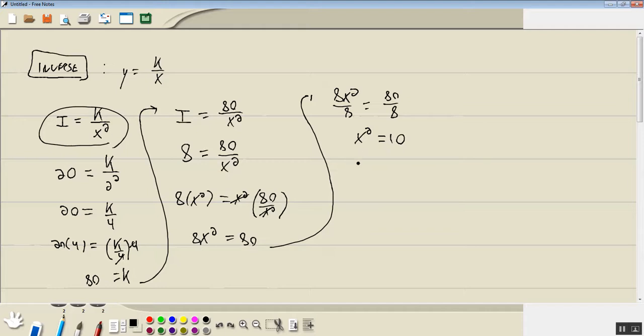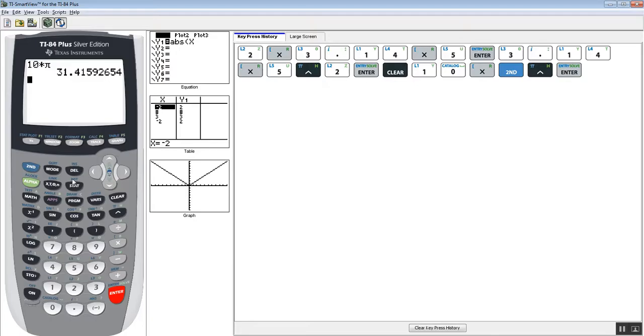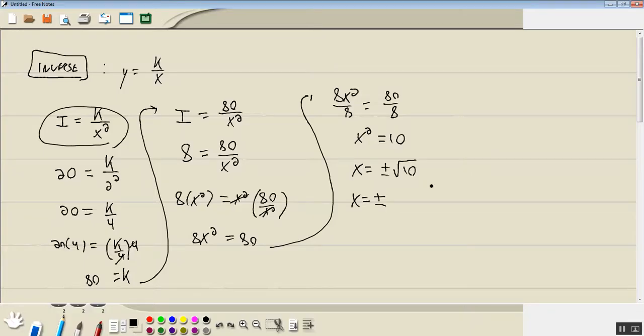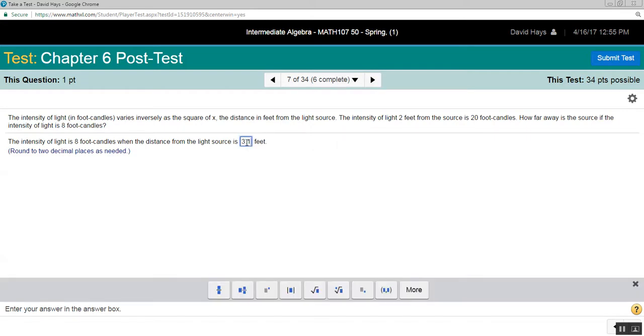Now this is a square root property. You have something squared equal to something else, so you drop your squared and you put a plus or minus square root around the other side. And what does it say? Round to 2 decimal places. So square root of 10 to 2 decimal places would be 3.16. Now since x is a distance, the negative probably doesn't make any sense. So I'm just going to enter in the positive 3.16.